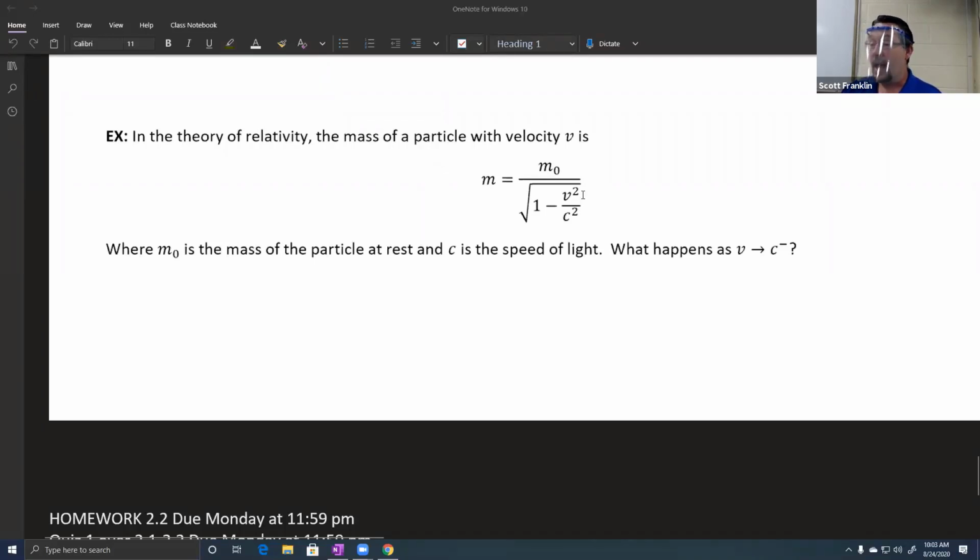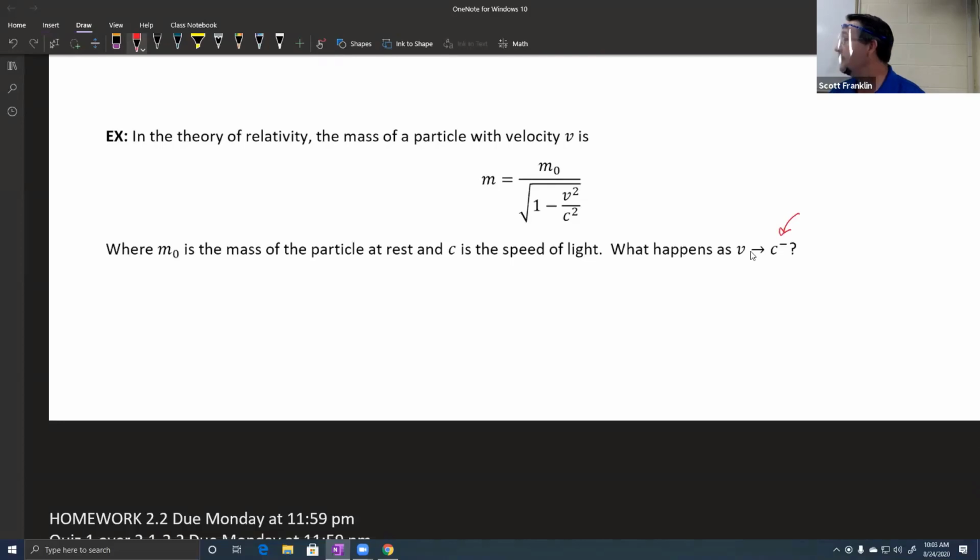Okay, so the mass of the particle can be calculated by this formula. The question is, what is the limit of this formula as v approaches c? And you've got the little minus sign up there. What does that minus sign mean up here from the left side?